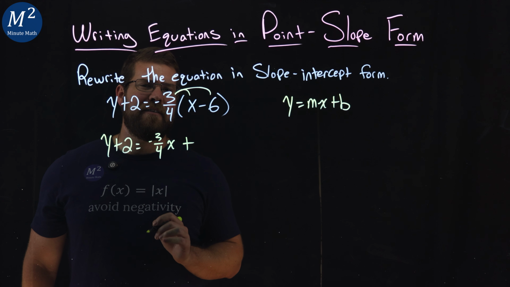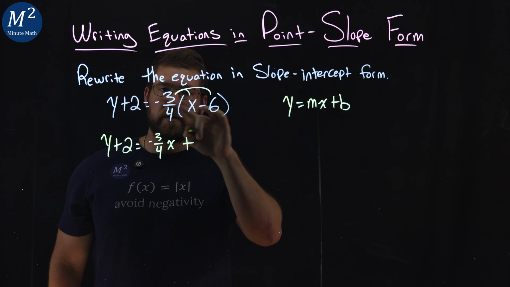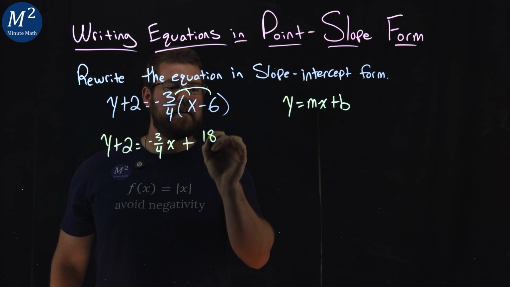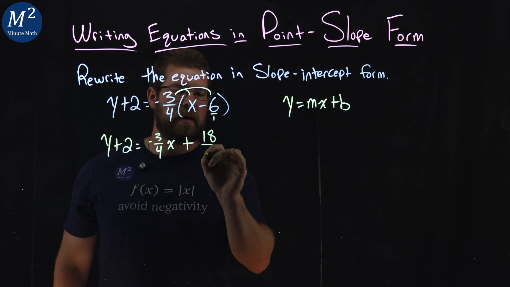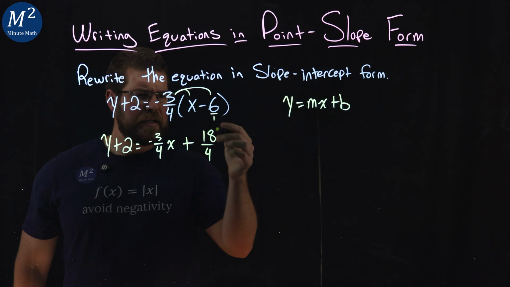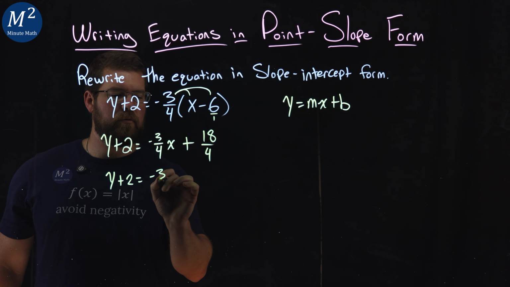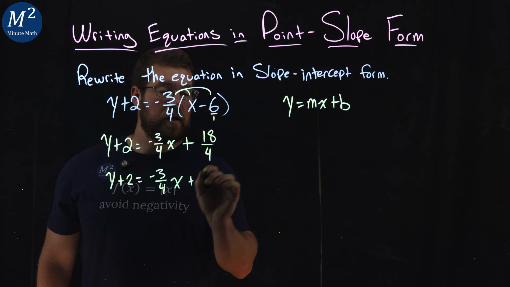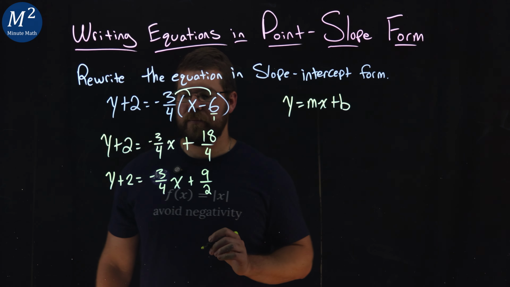And we have addition here. Now, 3 times 6, talk about the numerators here. 3 times 6 is going to be an 18. And then 4, remember this is 6 over 1, 4 times 1 is a 4. Now, we can simplify that fraction a little bit. So let's do that. y plus 2 equals negative 3/4 x plus 18 over 4, which is 9/2.